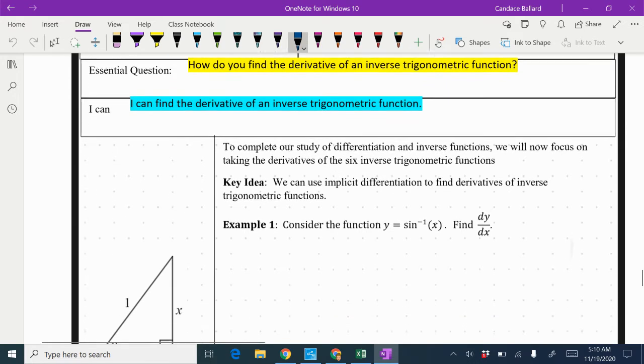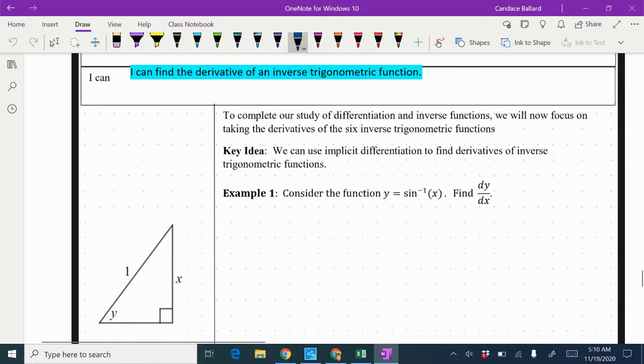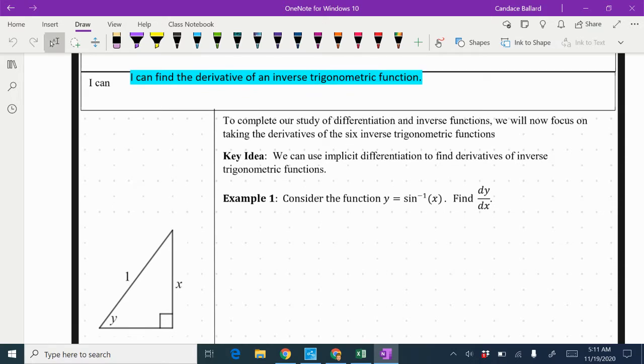So to complete our study of differentiation in inverse functions, we now focus on taking the derivatives of the 6 inverse trigonometric functions. The key idea here is that we can use implicit differentiation to find derivatives of the inverse trig function.